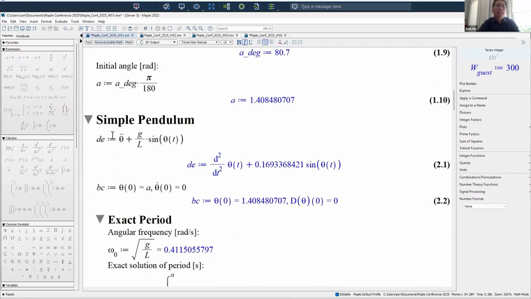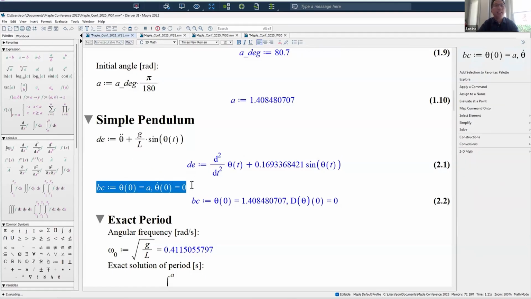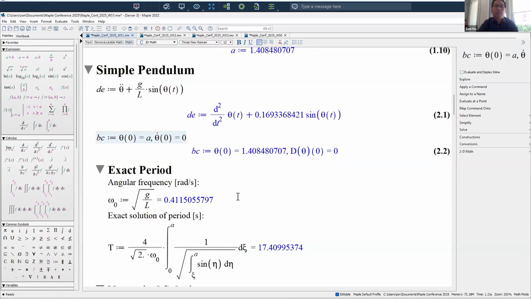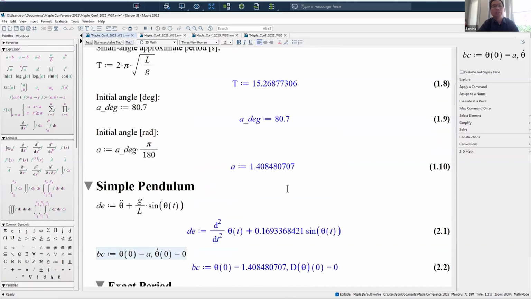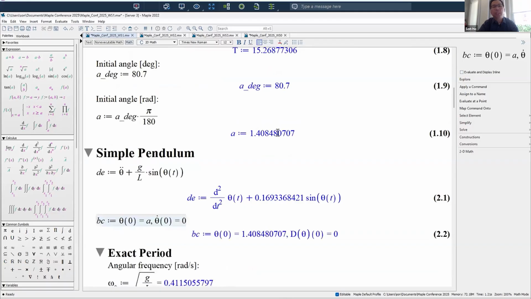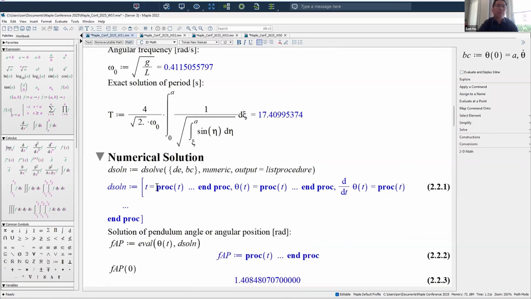So based on those, eventually we will have to solve it with a numerical method because it's nonlinear by nature. So we plug in the numbers, and this is the formula. This is the equation. This is the boundary, initial conditions. And again, from textbook, you can find the exact period using this formula. And it results in 17.4 seconds as period compared to the small angle approximation at 15.3. And so I use the dsolve command to solve it.